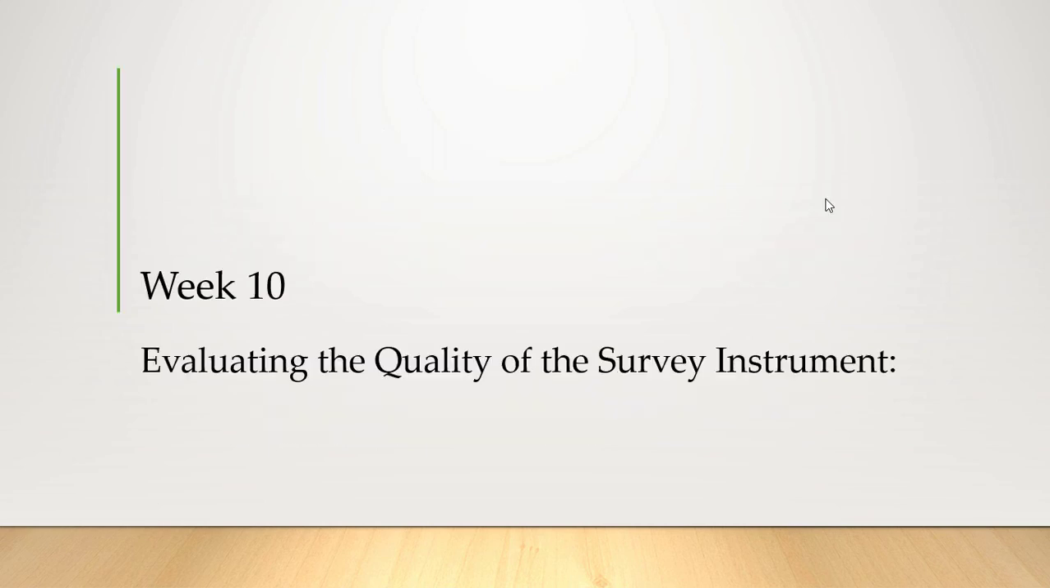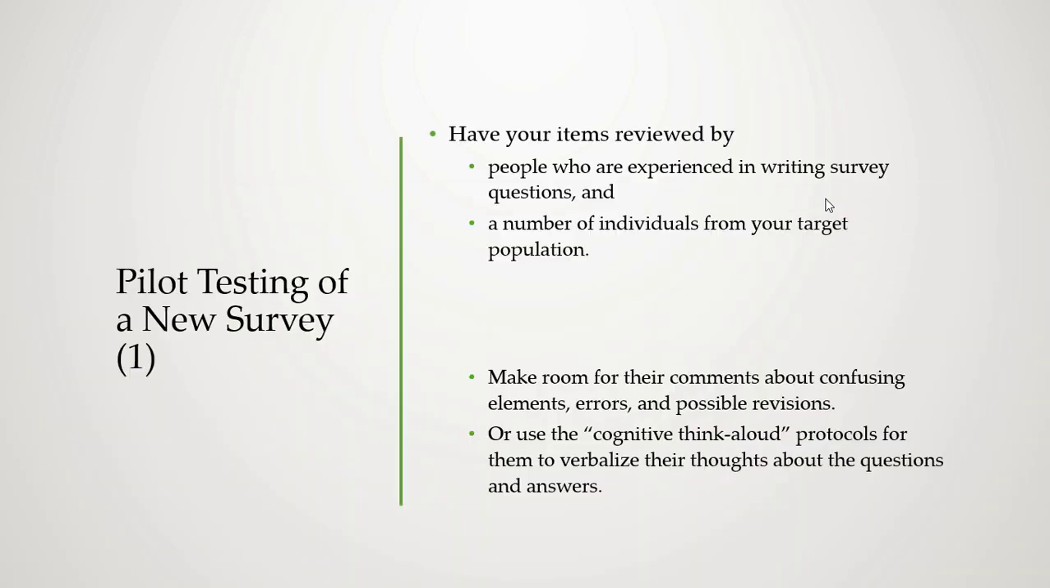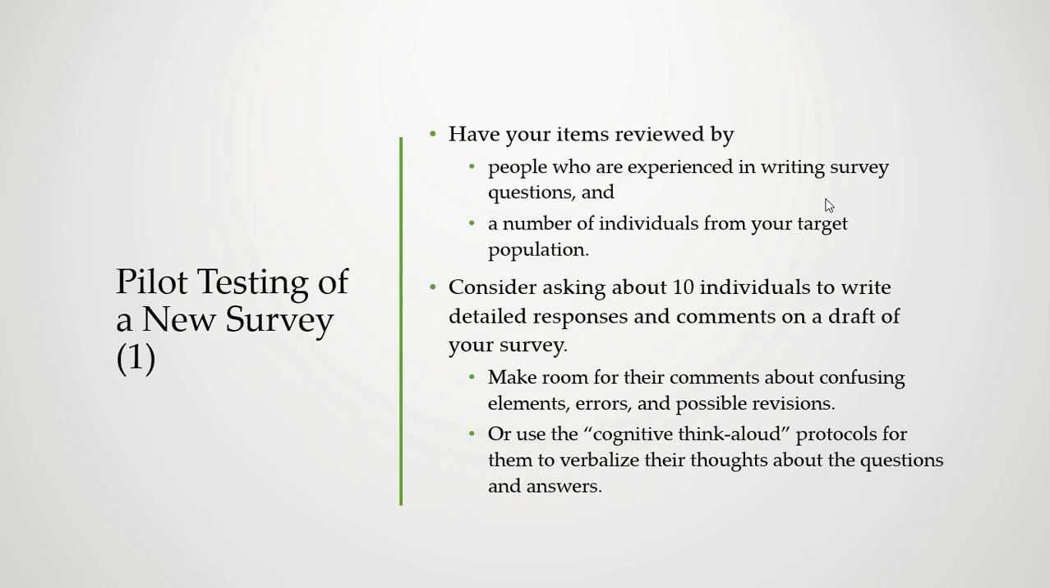Now that you have a draft of your survey instrument, it's time to talk about how to evaluate the quality of your survey and how to make improvement and get the final version ready. As an initial step, you need to have the draft survey reviewed by two groups of people. The first group consists of experts in survey design and in your subject field. The second group should be people from your target population.